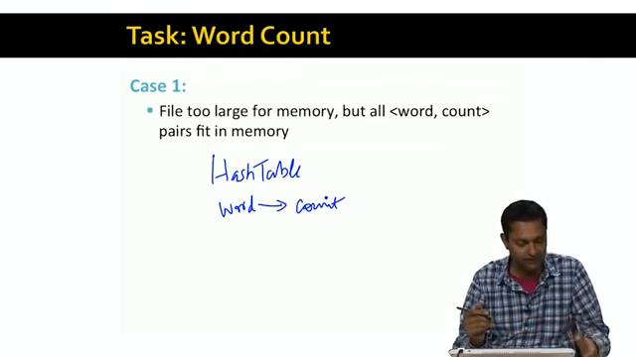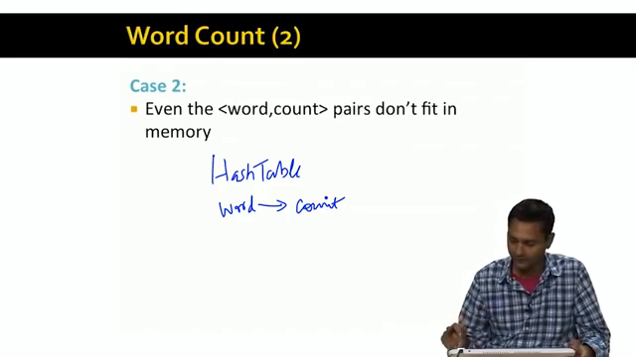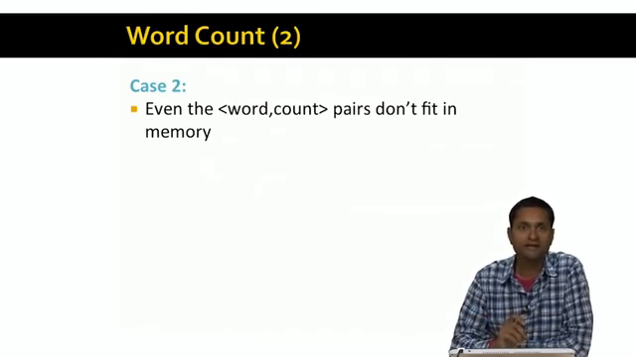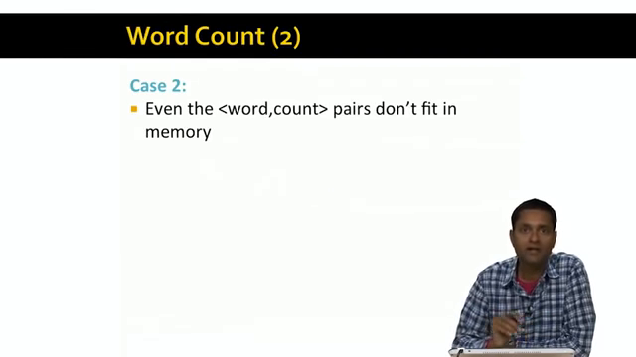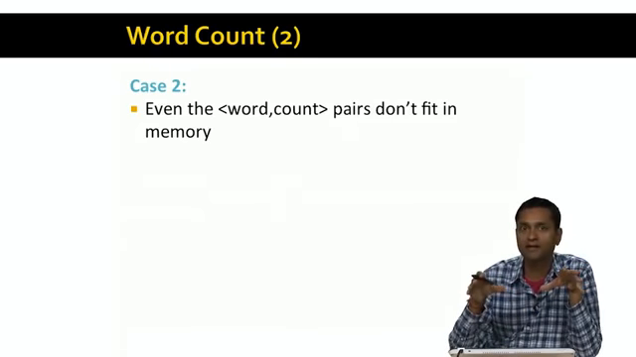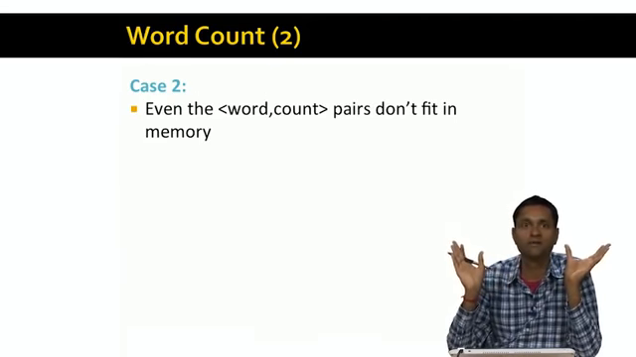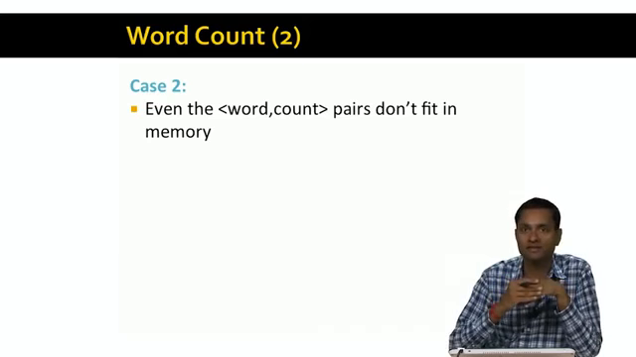Now let's make it a little bit more complicated. Let's imagine that even the word count pairs don't fit in memory, right? The file's too big, it doesn't fit in memory, but there are so many distinct words in the file that you can't even hold all the distinct words in memory, right? Now, how do you go about solving the problem in this case?